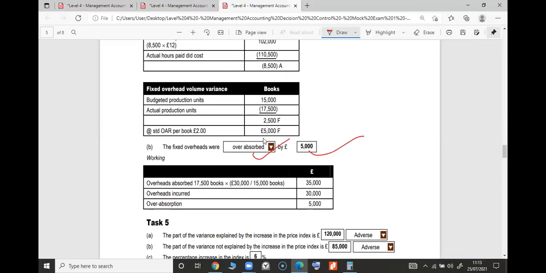Over absorption 5,000. They showed you this working. I showed even extra workings. Same things, Shazad, you do, don't you? Yeah, plus becomes minus, minus becomes plus.